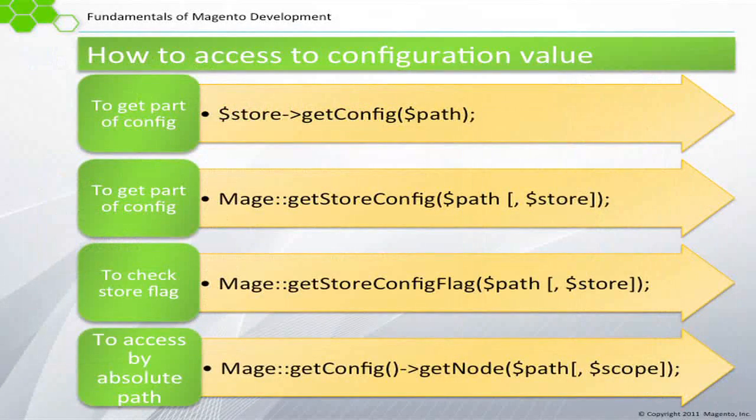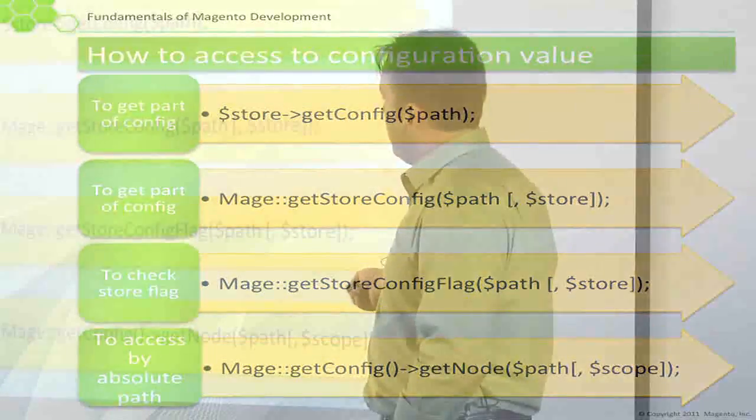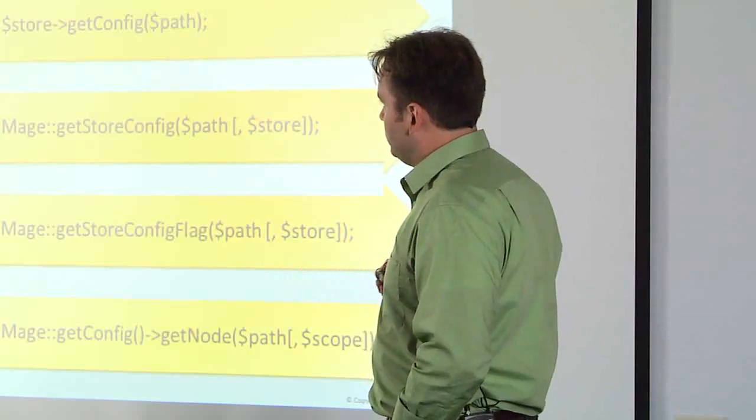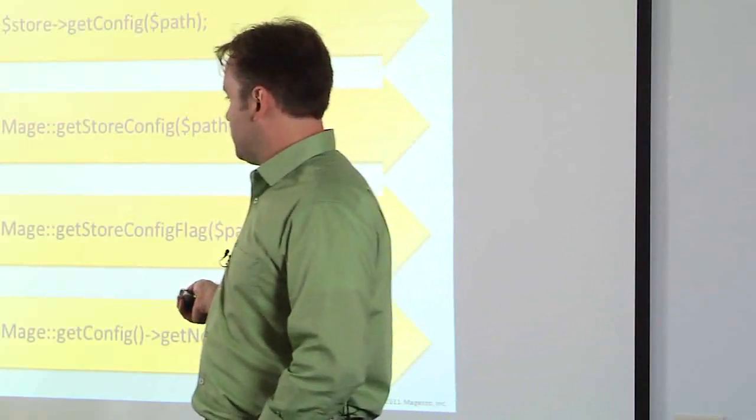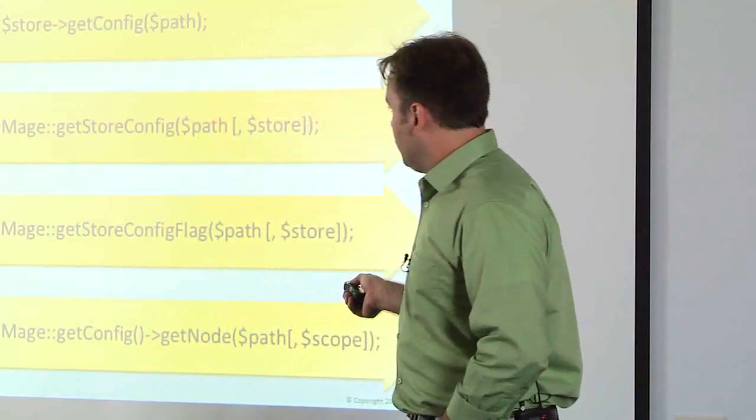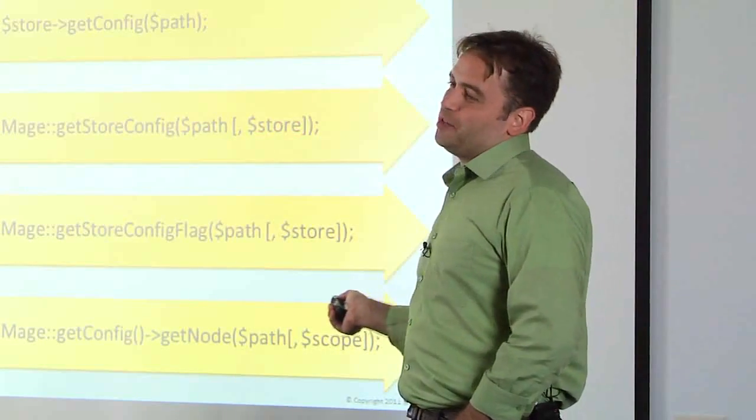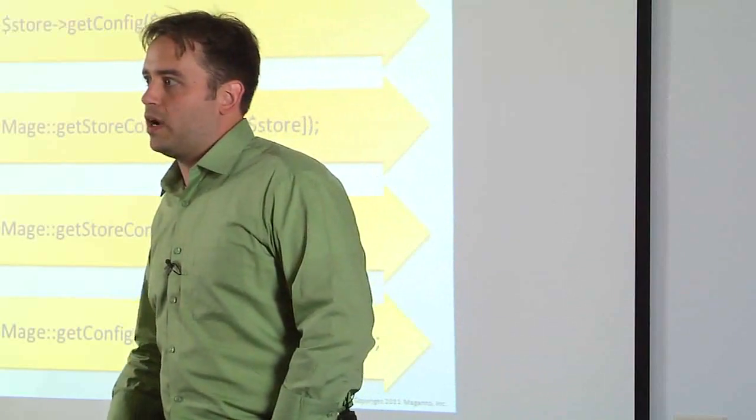Any questions so far? Here's where we start to get practical. If we have a store object, we can simply say get config and specify an XPath. And we'll get a configuration value, whether it's been specified at the store level or whether it comes to us from the default scope. If we want to get part of a config, we can specify a path here, and we can do this anywhere in the application using this static method. We can pass in a path, and if we want, we can specify a store code or ID.